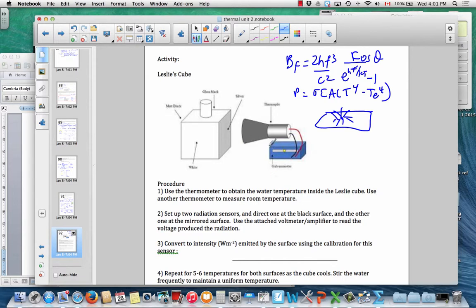Now, we're going to do a little experimental test of that fourth power law using a Leslie cube, which is just a hot surface, and a thermopile, which captures all the radiation coming off the object. And then we'll do some problems related to thermal energy transfer. But this completes the theory, anyway, for our heat transfer section and for our second unit on ideal gas and the first law of thermodynamics.